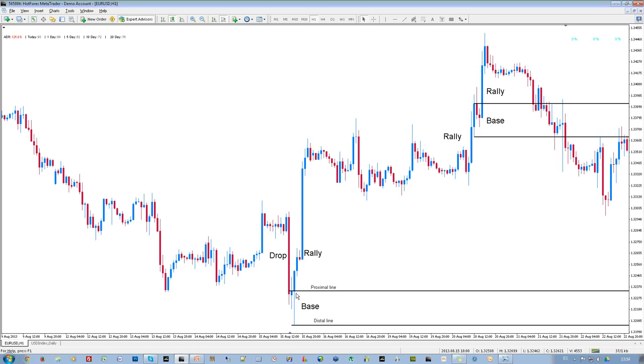So the body from the open to the close should be lower than 50% of the range, more or less. It doesn't have to be exact, but more or less, that should be the base. And we want a maximum of 4 to 6 candles, maximum 6.